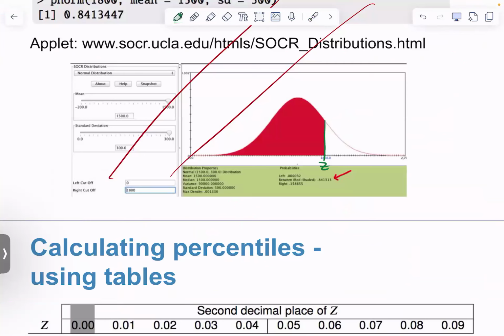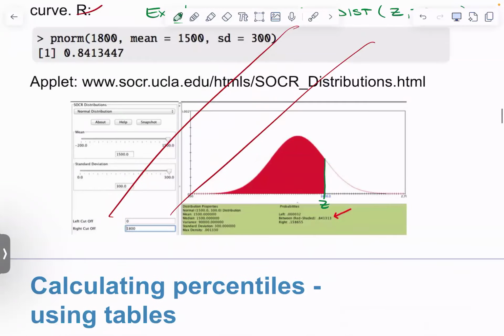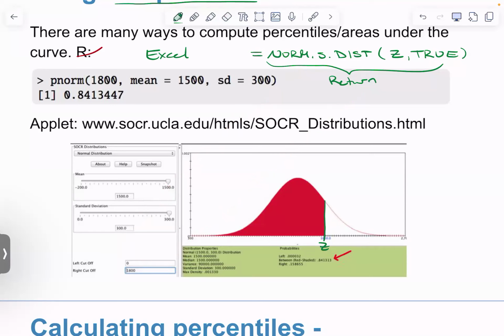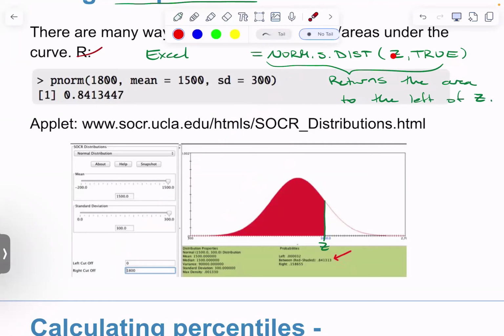There are fancier ways where you can just give it your score and the mean and the standard deviation, and then it calculates the Z for you, and then it gives you the probability. Okay. In general, it always gives you the area to the left. Same with the table. Okay. And so this returns the area to the left of Z, whatever Z you gave it here.